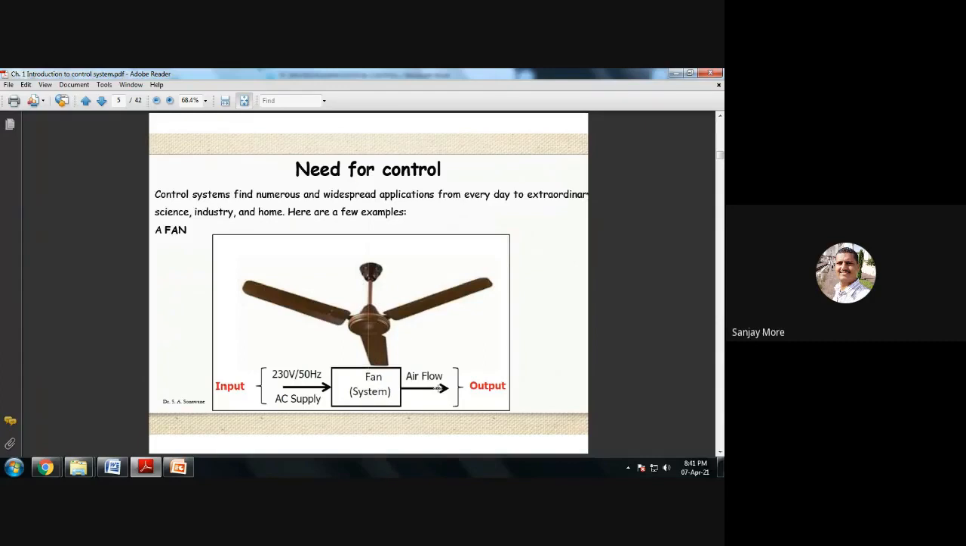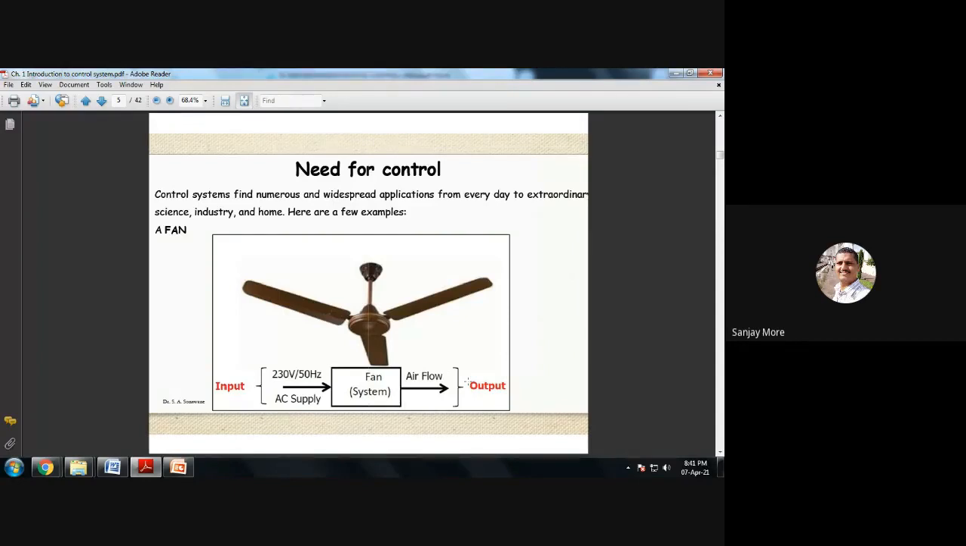Next point is need of control. Okay, so one example is a fan. See the input: 230 volt, 50 hertz AC supply. This fan system's airflow is our output. Means this is our instrument, the fan. In that fan, you have to give the input supply of 230 volts, 50 hertz AC supply, and this fan system works and the output is the airflow.